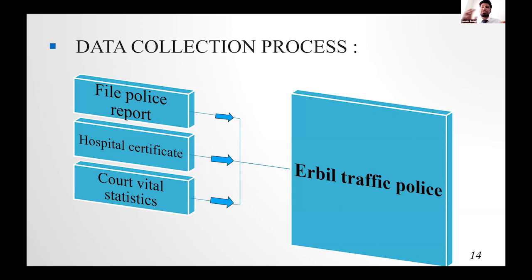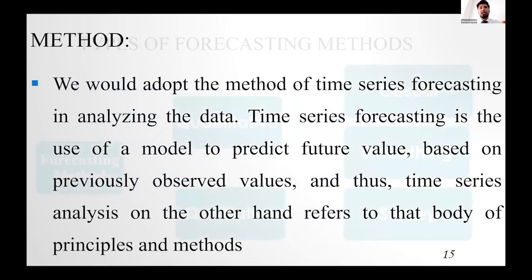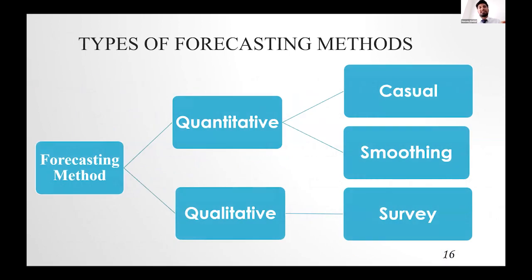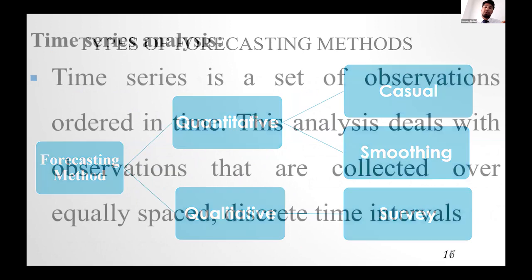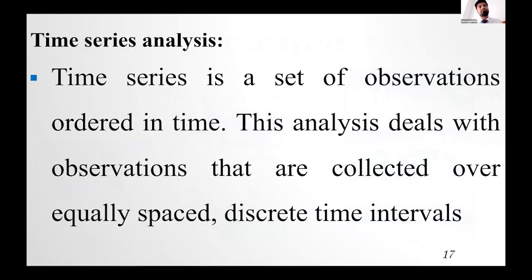From these 3 sources, we try to find actual accurate data. And as I told you, it's the first time that someone is doing that in Erbil and in Iraq, and also the government doesn't have this data. As I told you, I'm using a forecasting method. We have a lot of methods for forecasting, and I'm using quantitative time series.